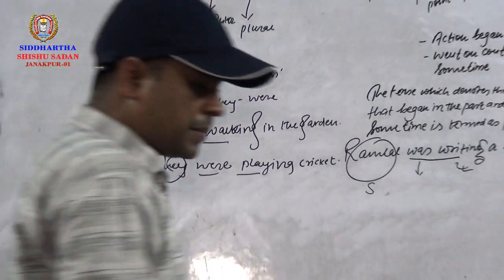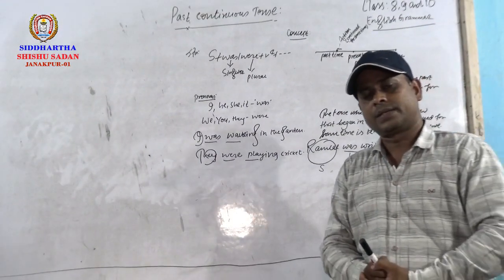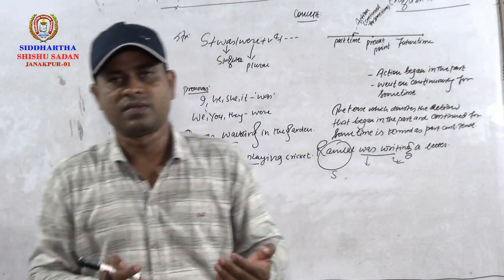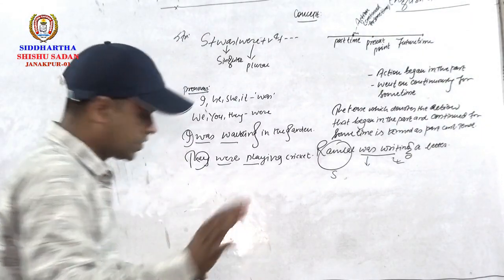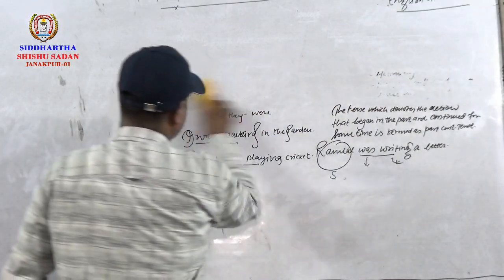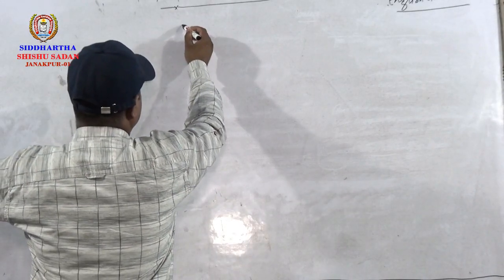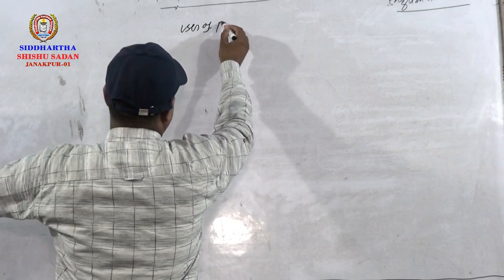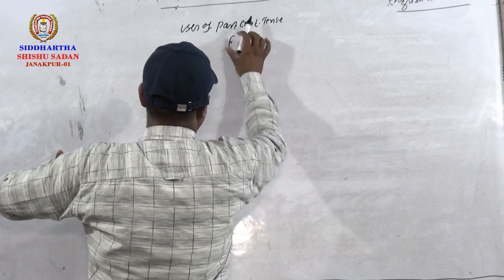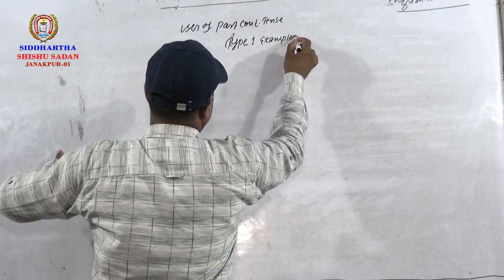Now the most important thing is the usage of past continuous tense. What are the grounds on which we use past continuous tense? So let's see the uses of past continuous tense. Type one examples first. Type one examples, okay?